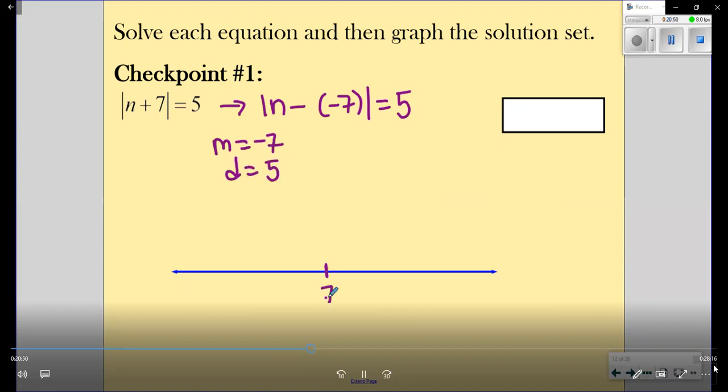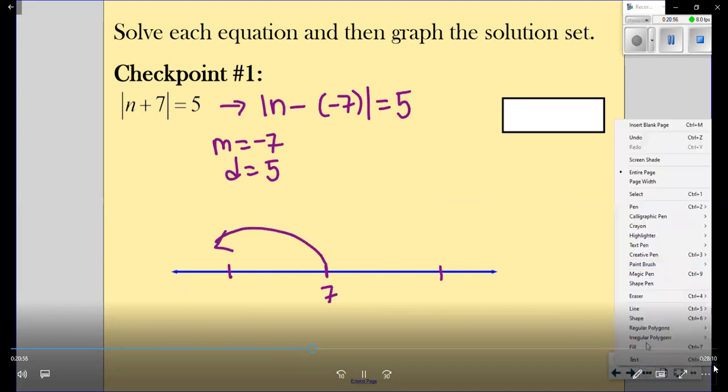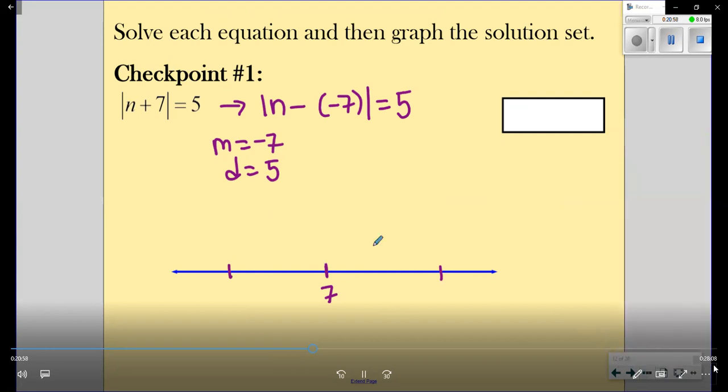So I'm going to start at negative 7, and that means I'm going 5 to the left. Let's do that again: 5 to the left and 5 to the right. So positive 5 and negative 5. You add these 2, gives you 12. You subtract, remember, negative 7 minus 5, that gives you negative 12.